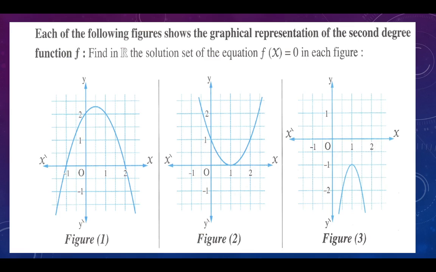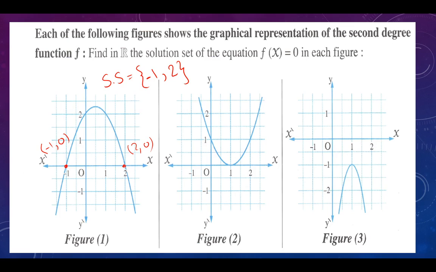So in figure 1 you can see that the curve of the function intersects the x-axis at 2 points, here and here. This point is (-1, 0), and this point is (2, 0). So you will write that the solution set is a set whose elements are -1 and 2. Okay, this is the solution set of the first question. Let's go to figure 2.